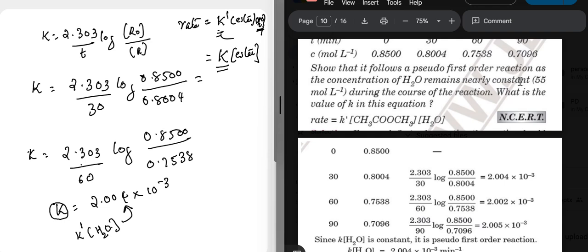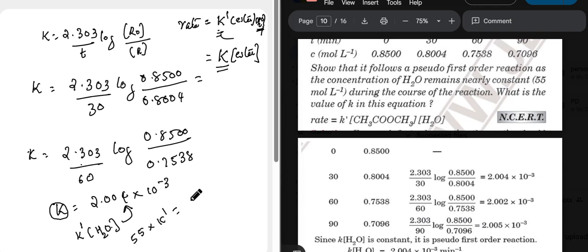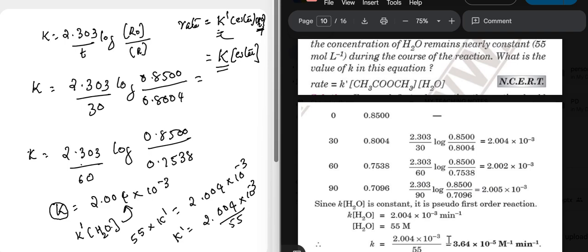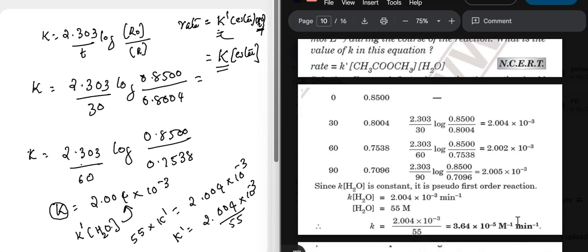And water concentration is given as 55. So 55 into K dash, when you do that, we are getting 2.004 into 10 raised to minus 3. So this K dash will be 10 raised to minus 3 by 55. This will be the value for K dash, which is mentioned over here. That only they are asking, what is the value for K in this equation. Okay, so when you divide, you will get a value like this. Hope it is clear.